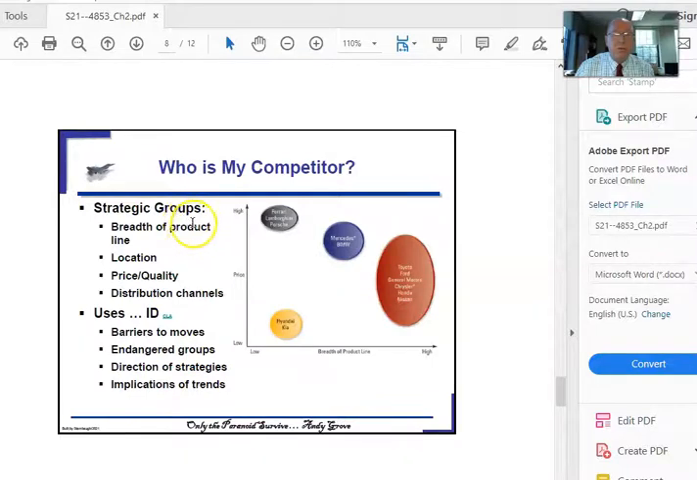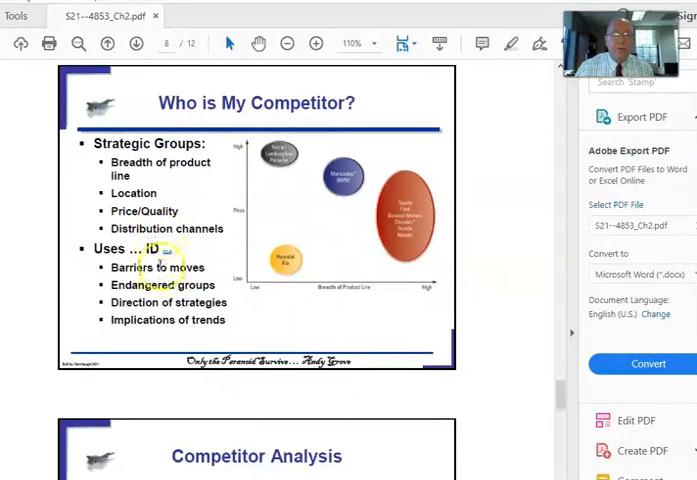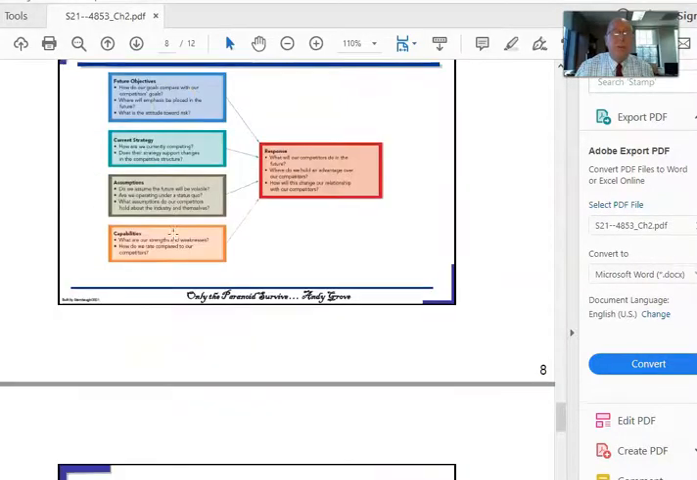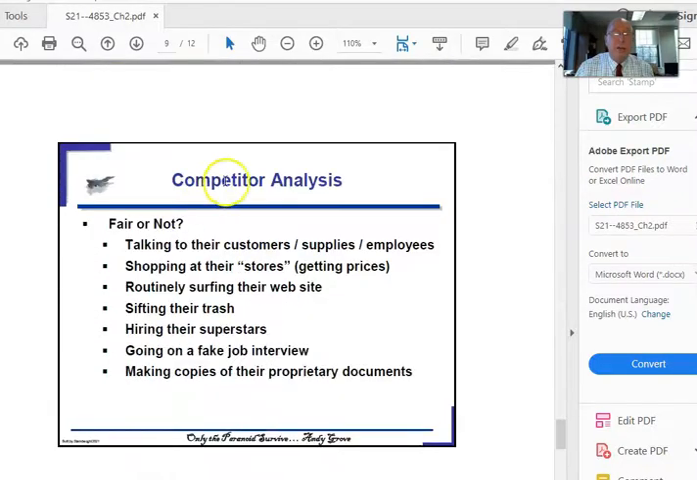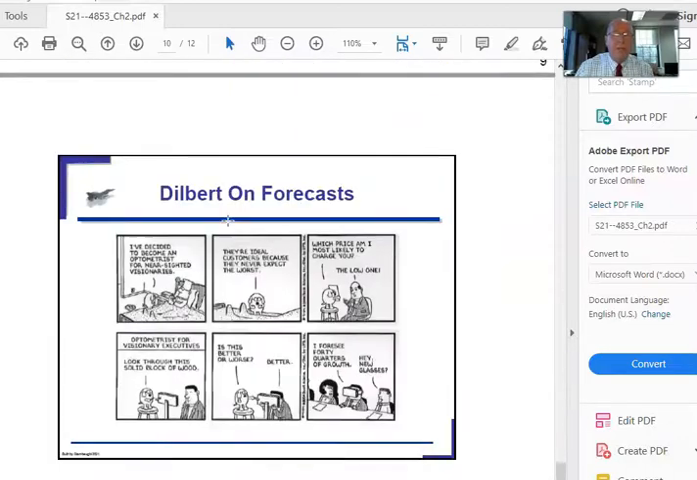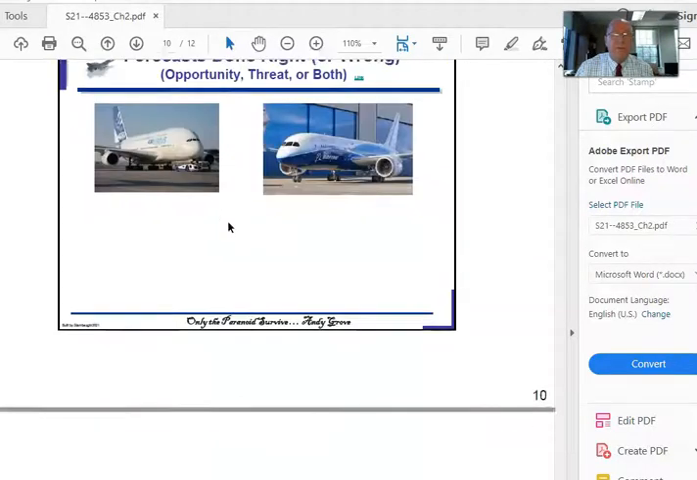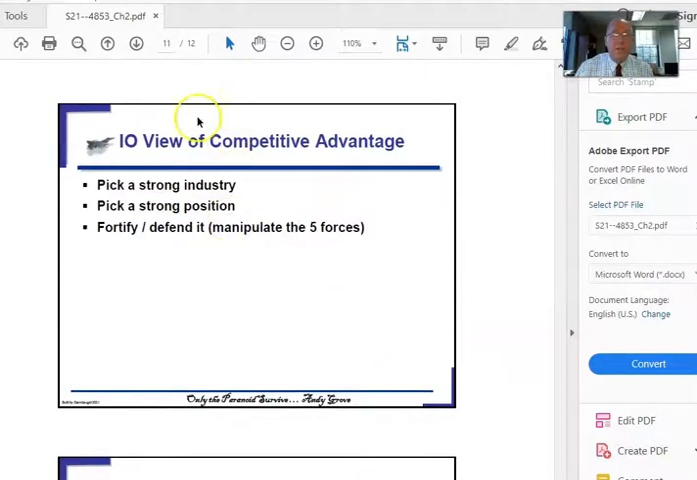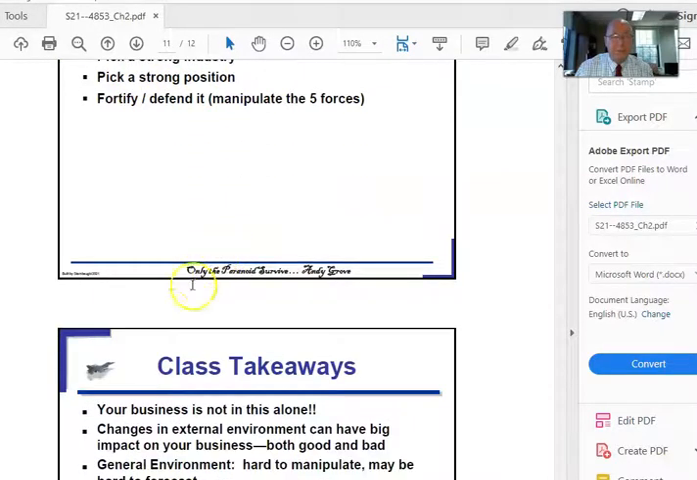Strategic groups. Remember how we talked about this helps you figure out who is your competitor and who is not your competitor. And then there's going to be a question talking about competitive intelligence and competitor analysis and what sorts of moves are ethical or not. And there are no specific questions on forecasts. And then you're going to definitely want to be able to apply that concept in a question. That's it for chapter 2.